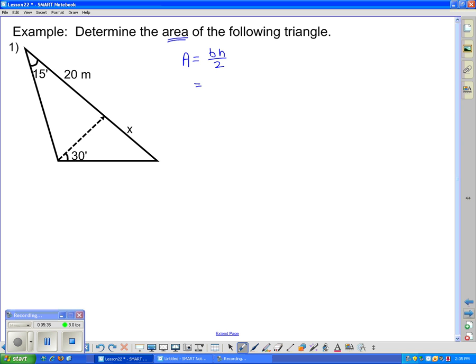So area equals, so my base is going to be this, and this is going to be my height. And again, this should be given information. I just didn't draw it in. Okay, it does form a right angle. I don't know base or height here. All right, I don't know base or height. So where do I start?